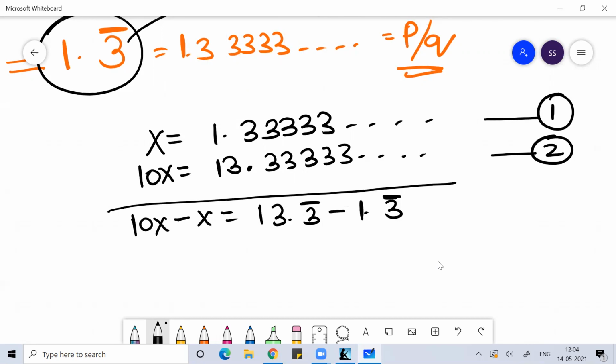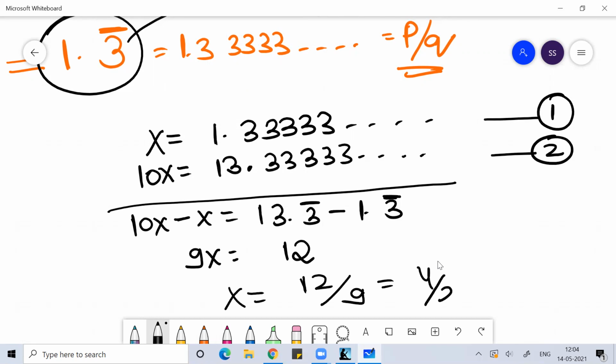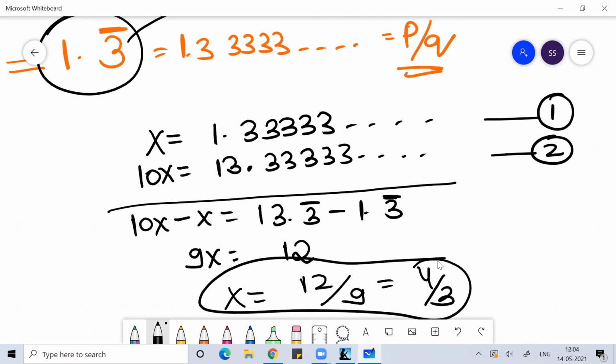So 10x minus x is what? 9x. 9x is equal to 13.3 recurring minus 1.3 recurring, which will be 12. So what is the value of x? 12 by 9, so it will be 4 by 3, which is 1.333. So this is the way you can convert all recurring decimals into P by Q form. You can remember this.